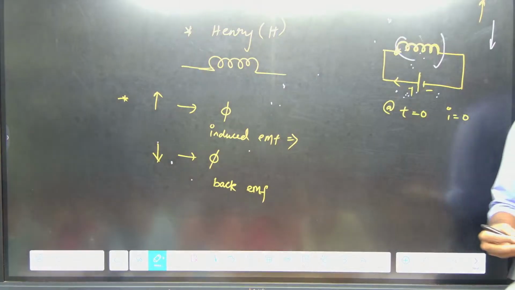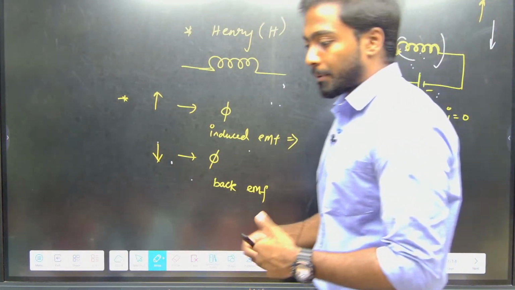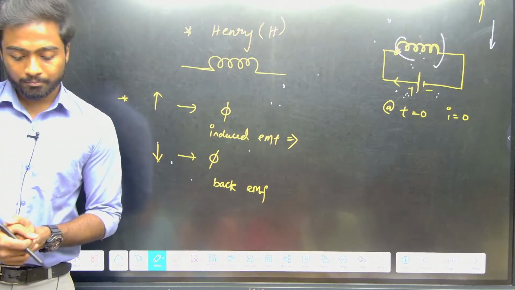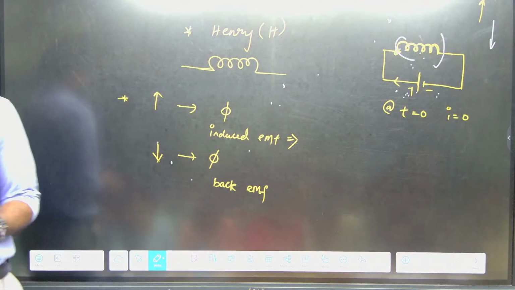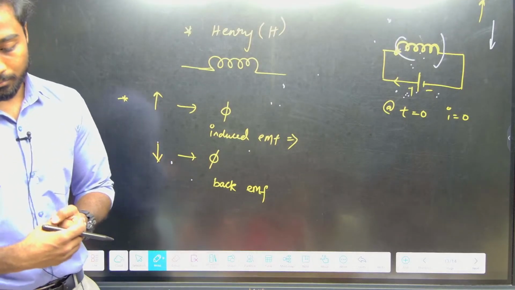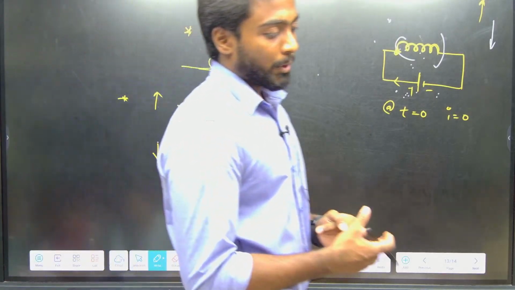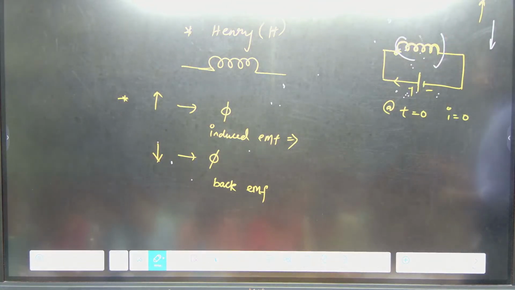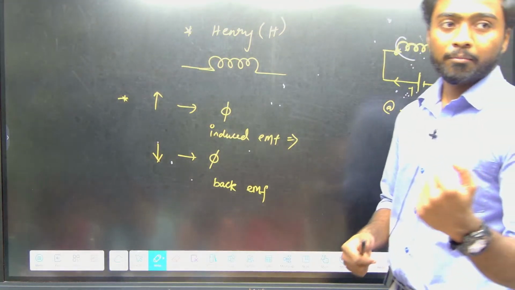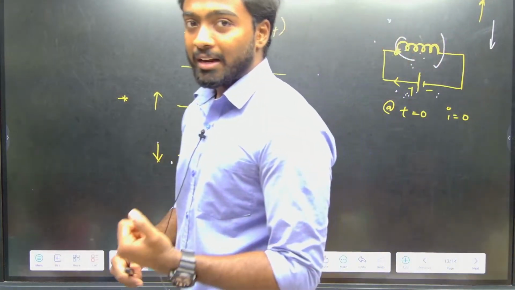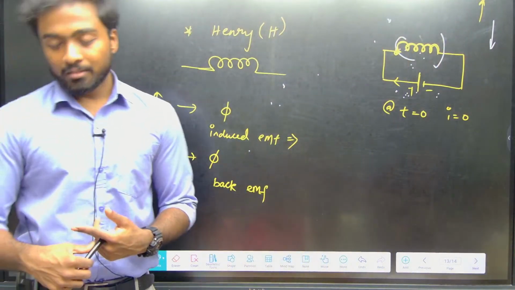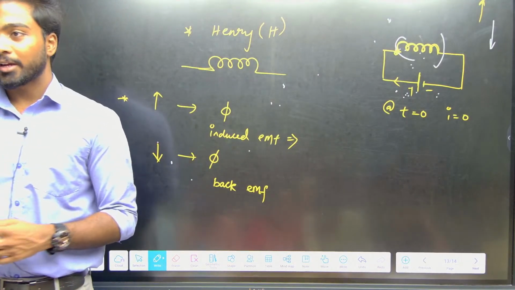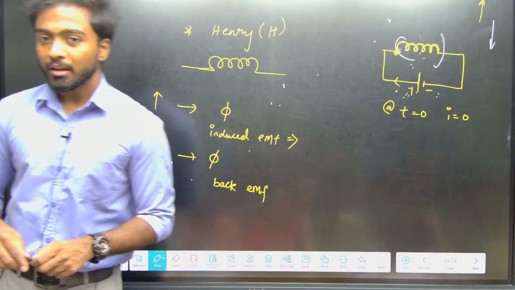Induced current is developed in such a way that it opposes the main current. Induced EMF is developed in such a way that it opposes the main current.